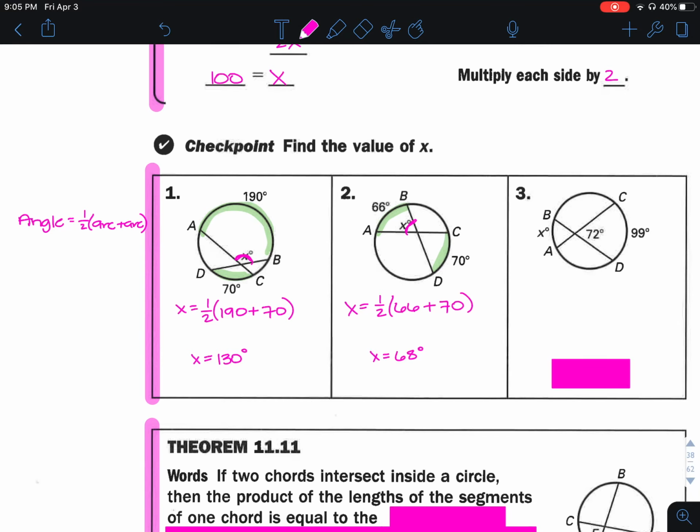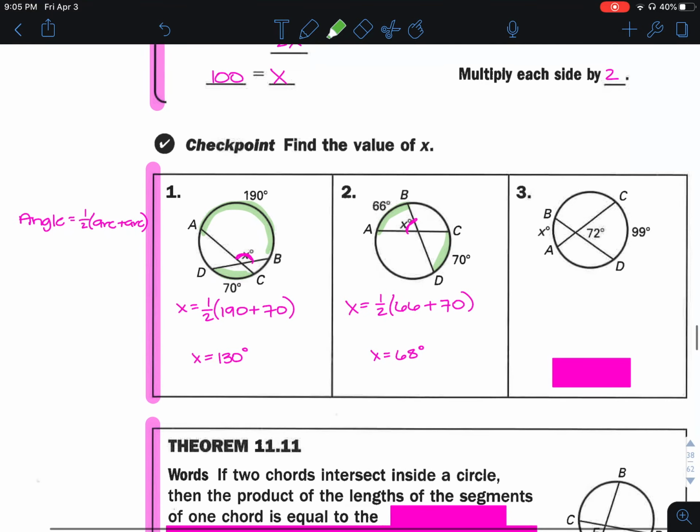And then our last one. In this case, my X is here. Well, notice that my X is outside of my circle, meaning that it is an arc, not an angle. So in that case, I need the opposite arc. So the opposite arc is this one here. The angle that I'm given is 72, so let's plug in stuff that I know.